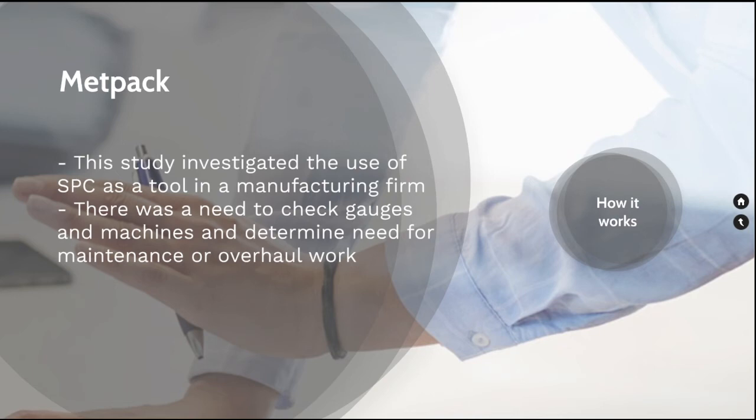There was a need to check gauges and machines and determine the need for some maintenance or overhaul work to be carried out, as faulty machines could not produce expected quality products. There was a need for operators to be trained, new documents to be produced, and actions for the future to be agreed on. There was also a need for reviewing the operations and monitoring key equipment for retooling or adjustment to achieve the required levels of plant performance.